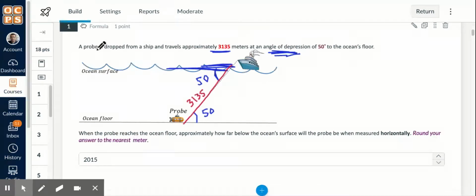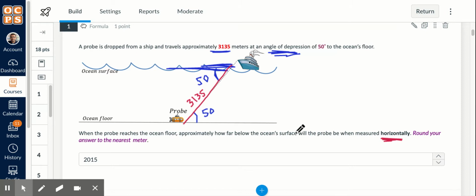It says it is dropped from a ship and travels approximately. So this measure is from the ship, 35 meters, at 50 degrees. We have the angle, we have that 35. Let's see what the question is. When the probe reaches the ocean floor, approximately how far below the ocean surface will the probe be when measured horizontally? So how far from the ship horizontally? Round your answer to the nearest meter.